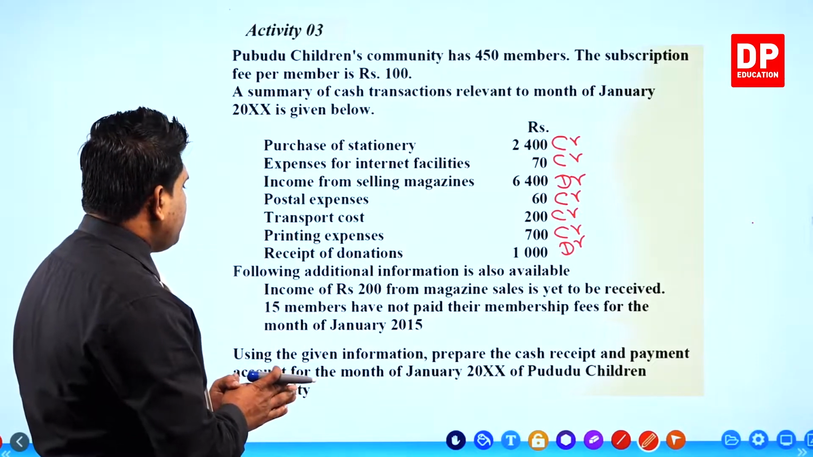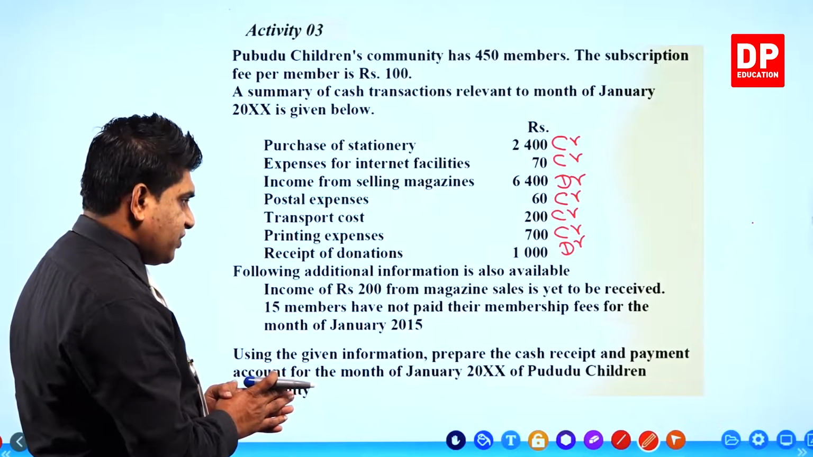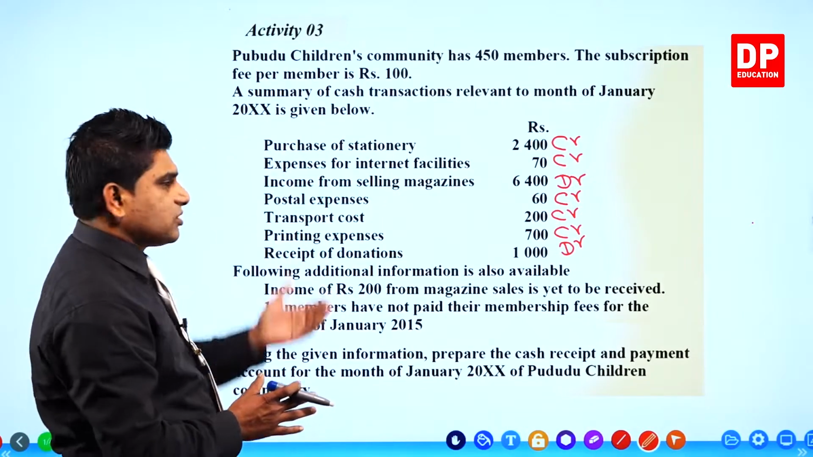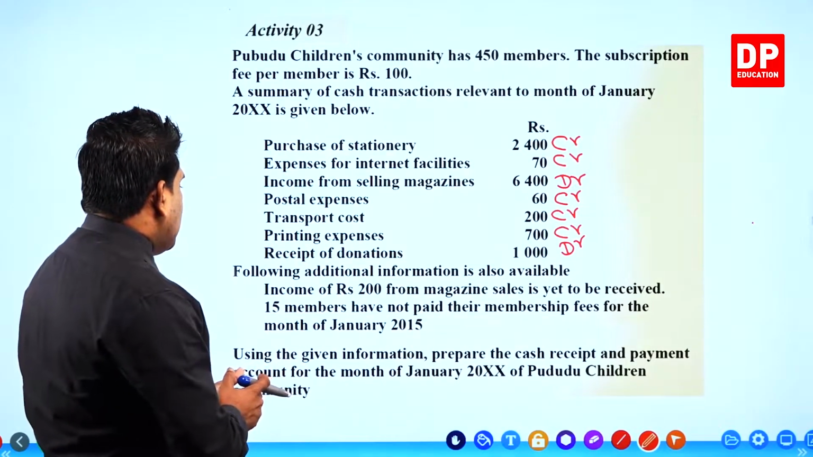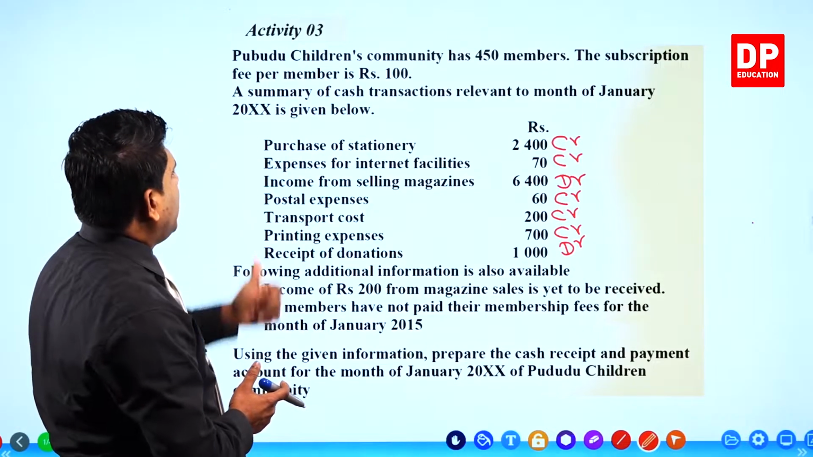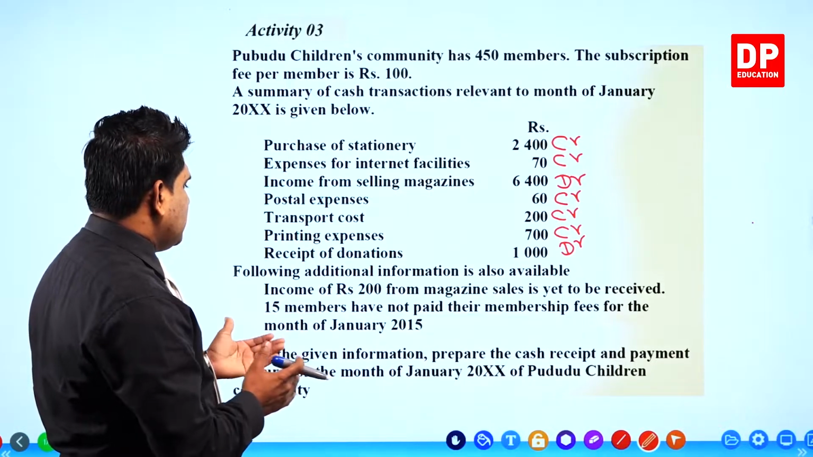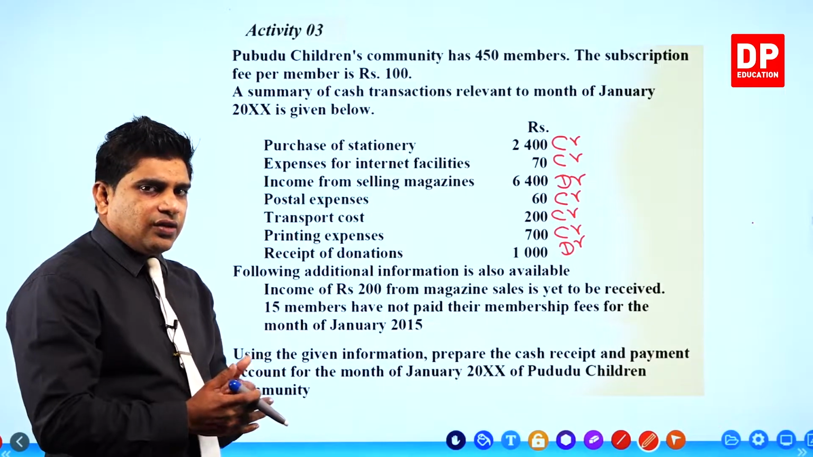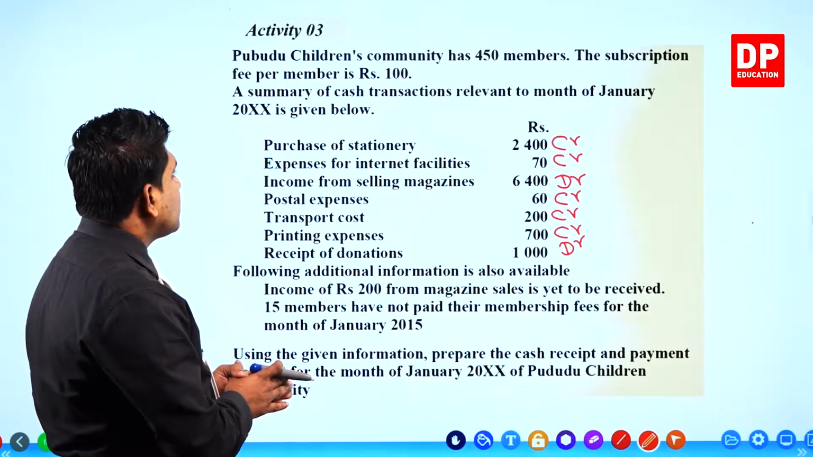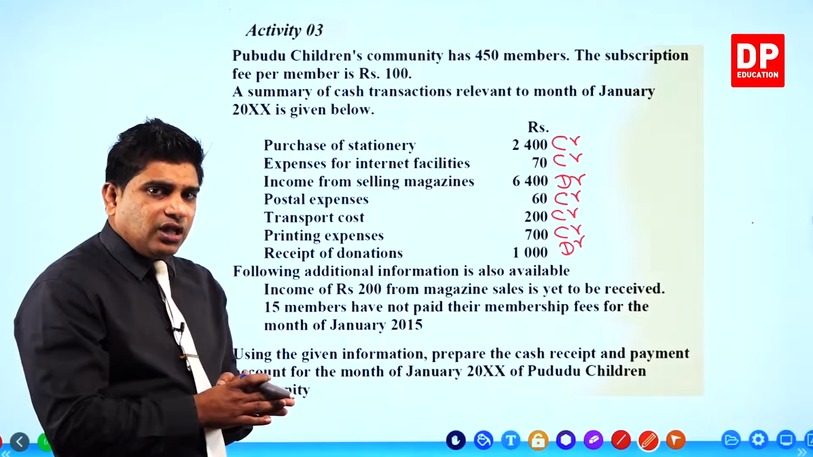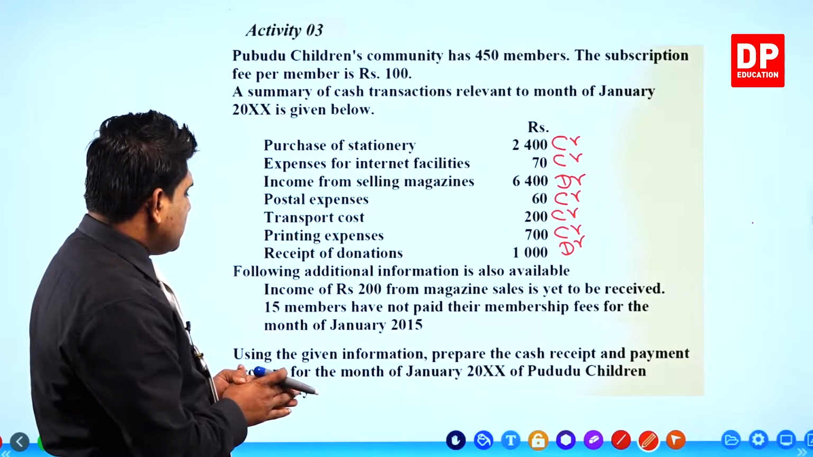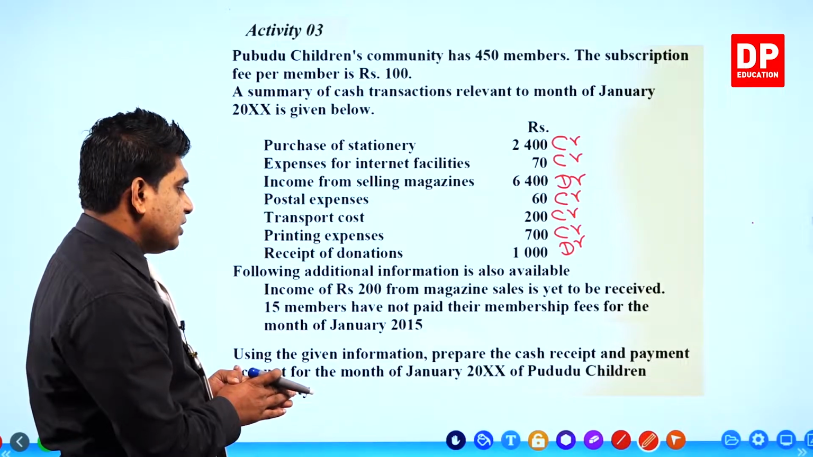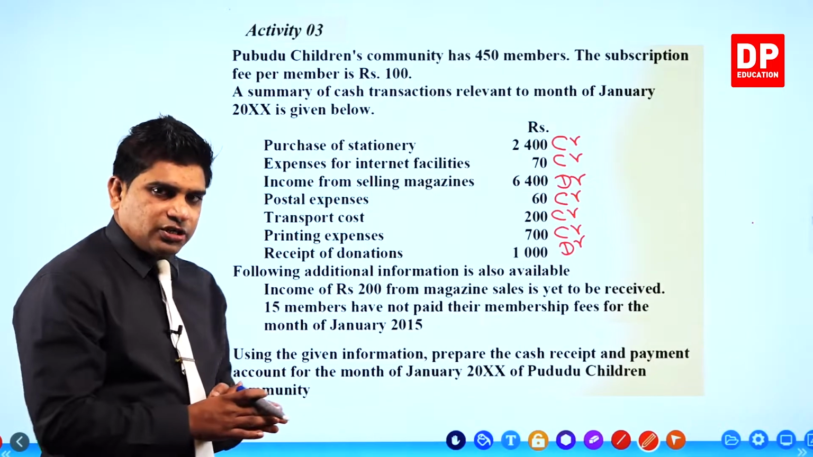Okay. 15 members have not paid their membership fees for the month of January 2015. You think this accounting period is 2015, right? Then how many members are there? 100 members. But 15 out of these didn't make their payments. We have received only from 85 members, right? Their money they paid, right? Okay, using the given information, prepare the cash receipts and payment account for the month of January of Pubudu Children's Community.